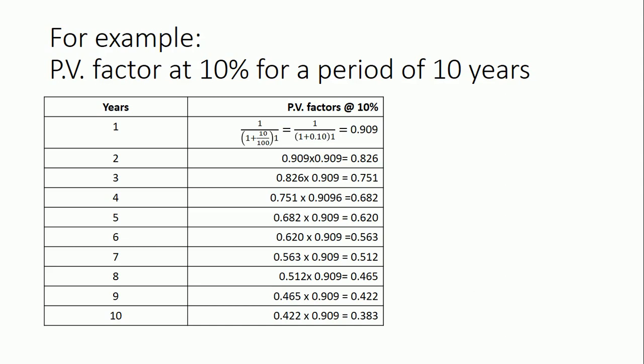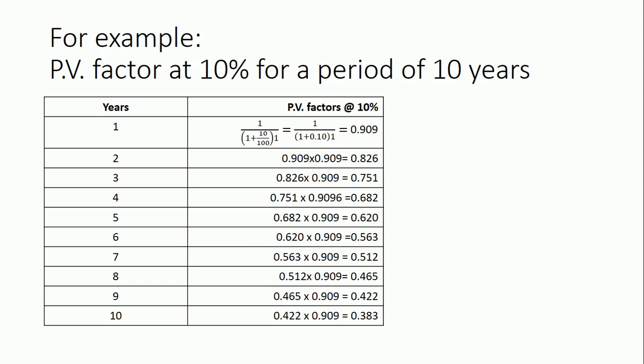that is equal to 0.909. If you use an ordinary calculator, you can get the direct answer: 1 by 1.1 is equal to 0.909. If you press equal again, the second year answer will be displayed, 0.826. If you press equal again, the third year answer will be displayed, 0.751, and so on.